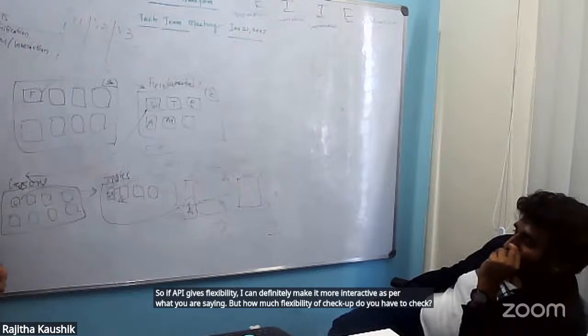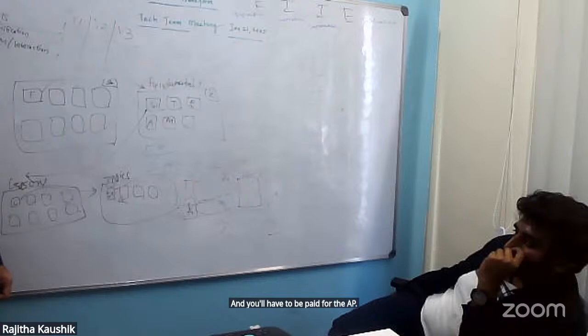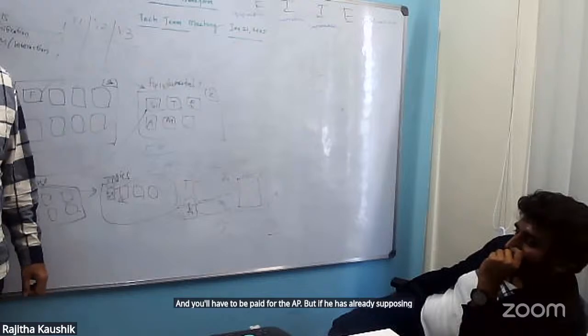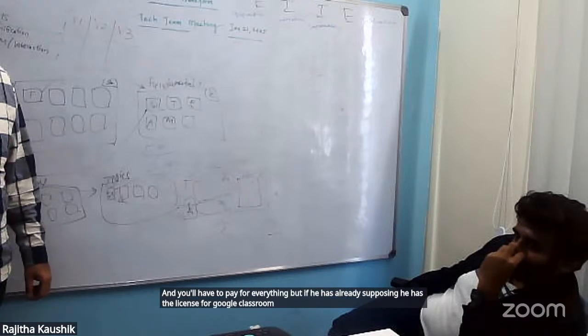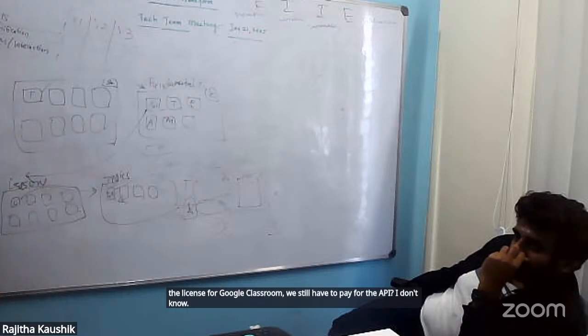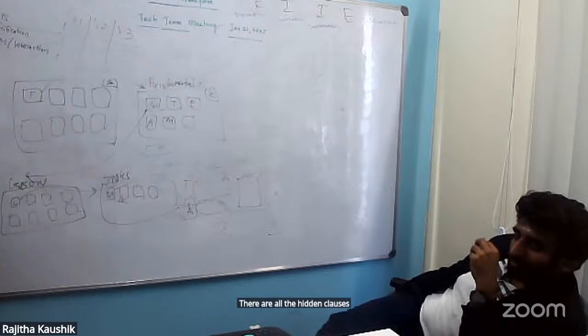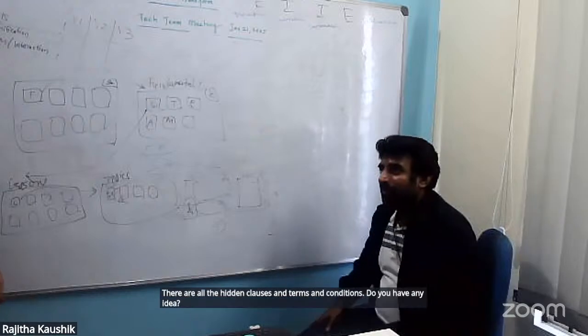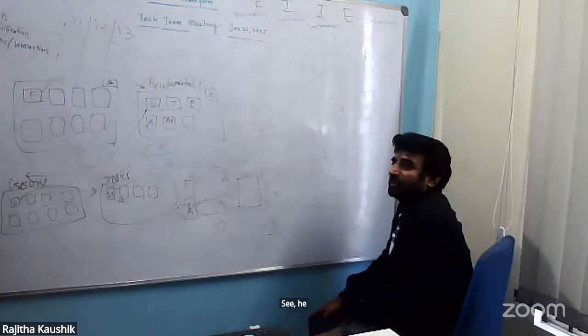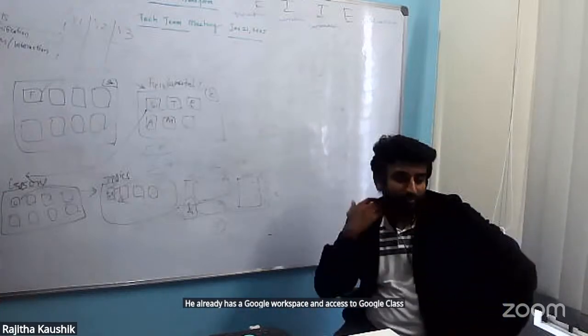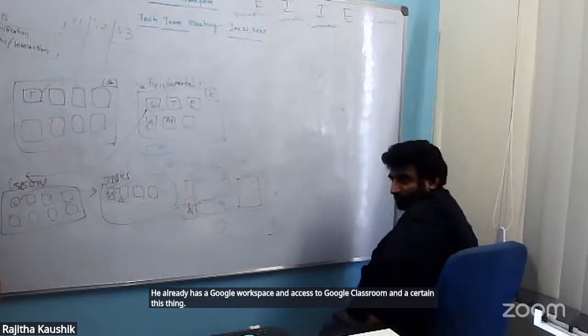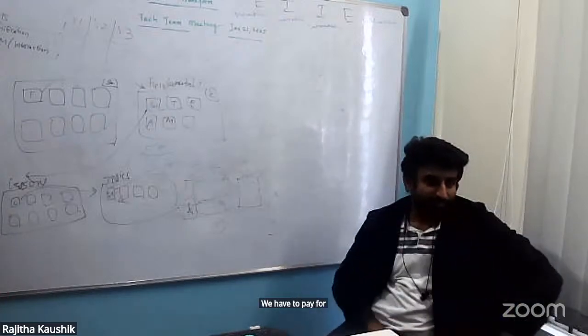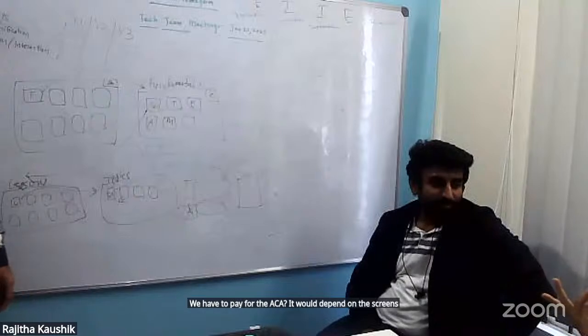And you have to pay for the API. But Guruji, if he already has the license for Google Classroom, do we still have to pay for the API? I don't know. There are all the hidden clauses and terms and conditions. He already has a Google Workspace and access to Google Classroom. Still we have to pay for the API? It would depend on usage, but there will be some payment, I think.